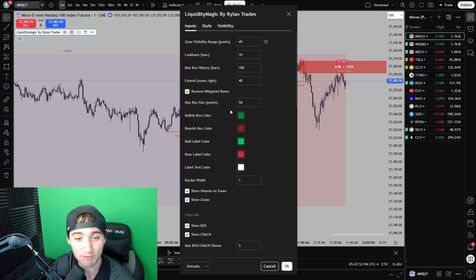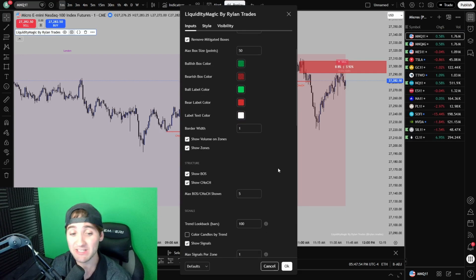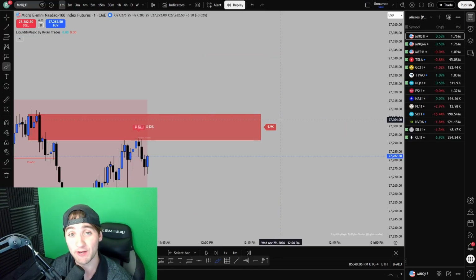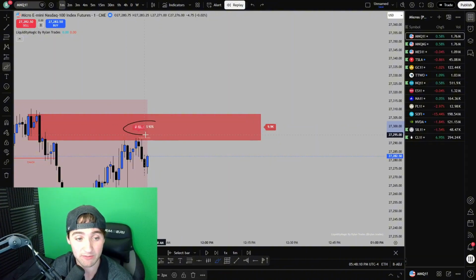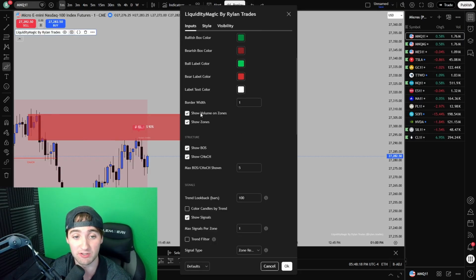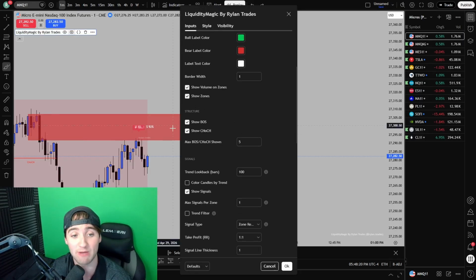If we go down here, I like to keep everything on default. Everything's customizable as well. We have volume on zones and we have show zones. If we look right here, this is traditional volume. And then we also have the volume delta of the buyers and sellers in this range to determine the dominance between the buyers and sellers. We could also turn these on or off if you like. We also have the structure, which is break of structure, and show change of character. I'm going to run this down later.